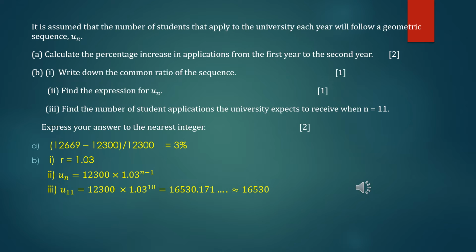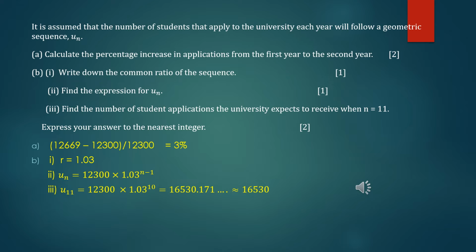Now, we write the common ratio of the sequence, which is only 1 point because it's very easy. So 3% increase plus 100% of the previous gives you 103% or 1.03. If you know the r, then you can find the expression for the term U sub n. So we substitute the values in the formula. Our U sub n is the U sub 1, which is 12,300, times the r raised to n minus 1, so times 1.03 raised to n minus 1. That is our U sub n general formula. We will be using that later.